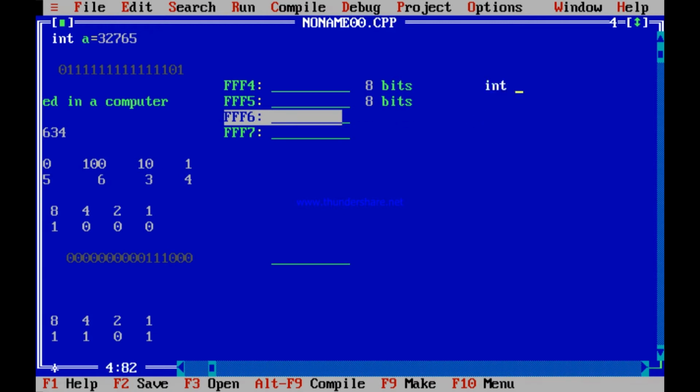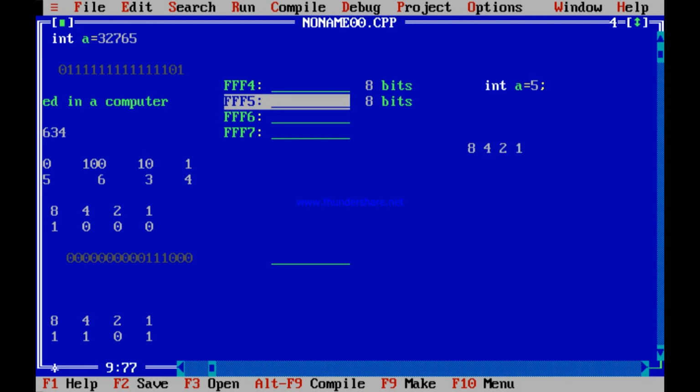Say, when you are writing int a equal to 5, this 5 is being stored within two memory locations. How? 0, 0, 0, 0, 0, 0, and so on. The last three digits are 1, 0, 1. 4, 2, 1. Check out, 5 is 4 plus 1. So 4 is 1, 2 is 0, 1 is 1. Isn't it so? How is 5 stored? If you take the last four digits, 8, 4, 2, 1: 8 is not used, 4 is used once, and you are remaining with 1. So 0, 1, 0, 1.